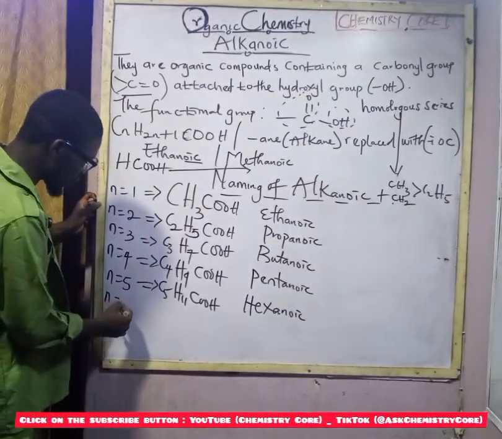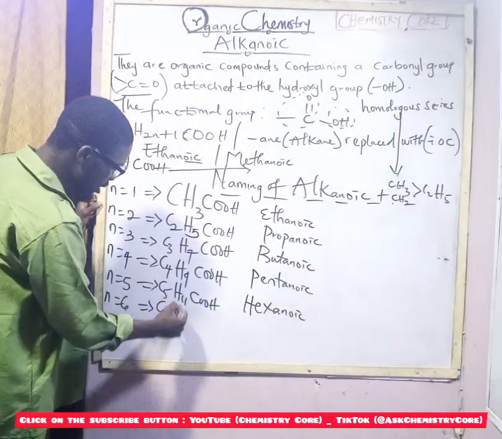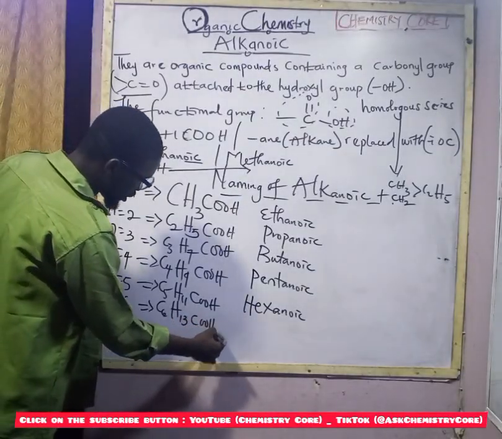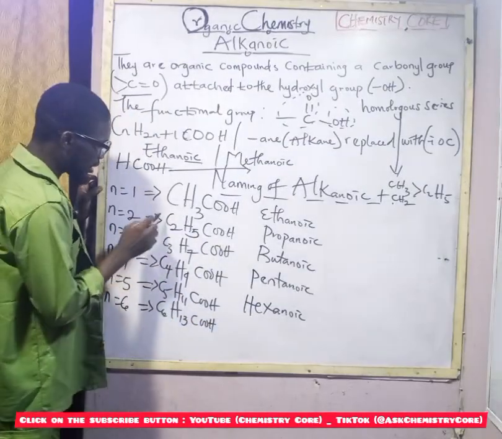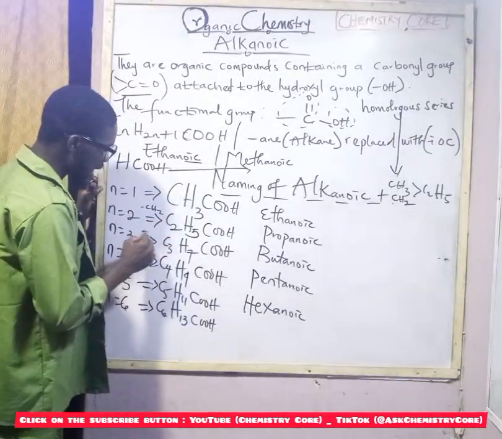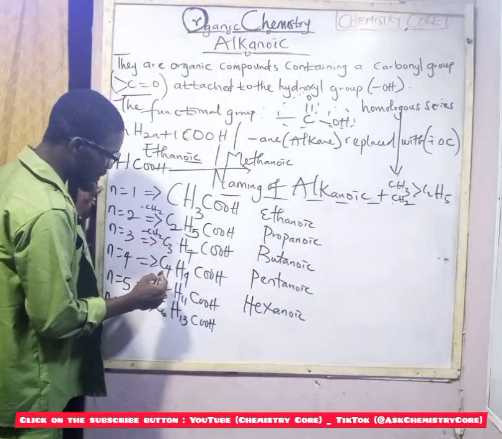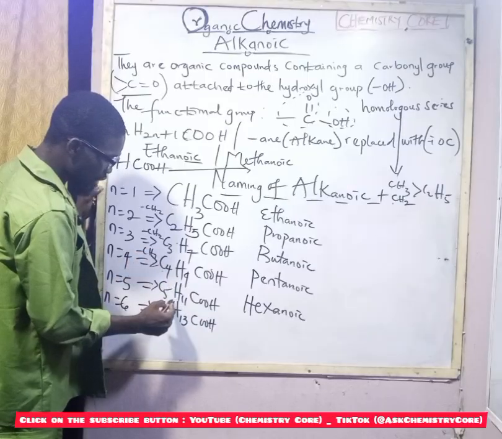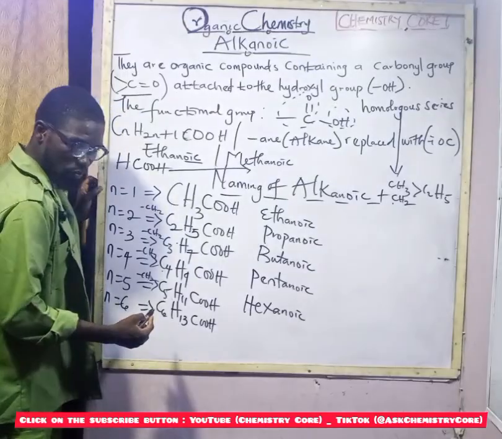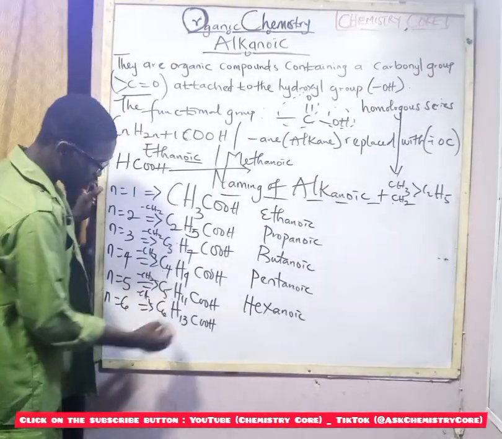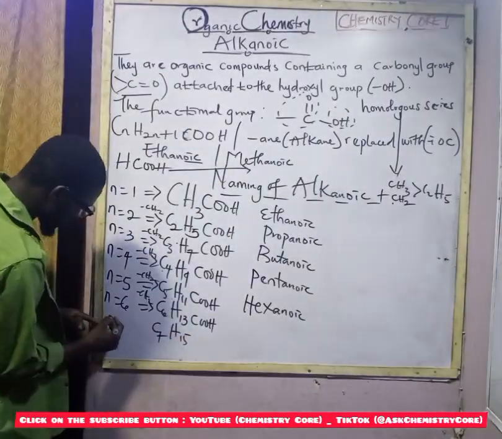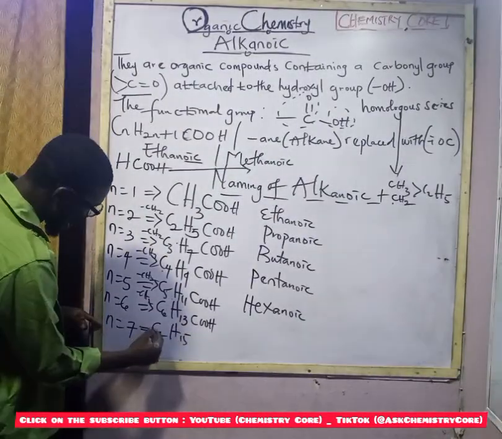So when n is equal to 6, C6H13, COOH. If you look at the difference here, the difference here is what? Adding CH2 to this, we have this. Adding CH2 to this, we have this. Adding CH2 to this, we have this. Adding CH2 to this one, that will be C7H15. So when n is equal to 7, we have this.